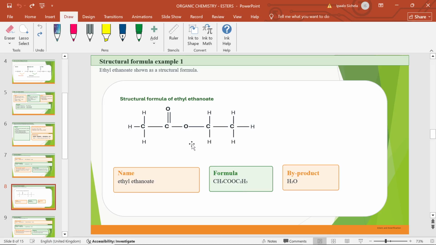Then you write 2 carbon atoms, and these 2 carbon atoms are surrounded by how many hydrogen atoms? 5. 1, 2, 3, 4, 5. So that's how you write the structural formula of ethyl ethanoate. The key is just to know how to write the chemical formula of ethyl ethanoate. Once you know that, you follow the same order to write the structural formula.